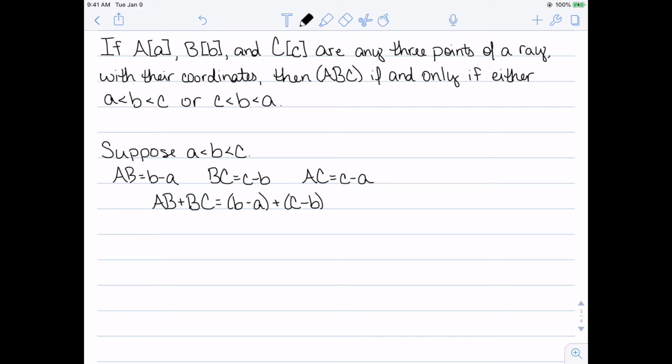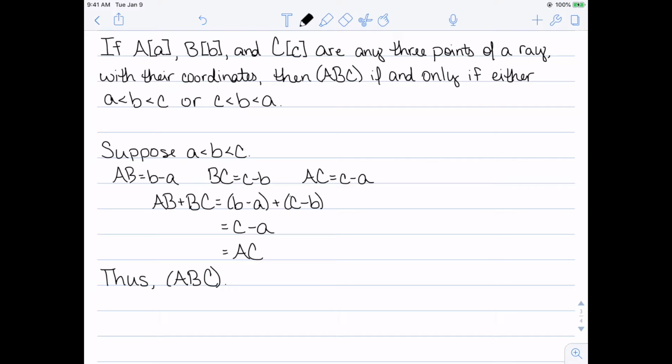We then have that AB plus BC would be b minus a plus c minus b. We can simplify that to c minus a, which we know is the distance between A and C. So we have the relation ABC. And we can do something very similar in the case that c is less than b is less than a, and I'll let you go ahead and check that.